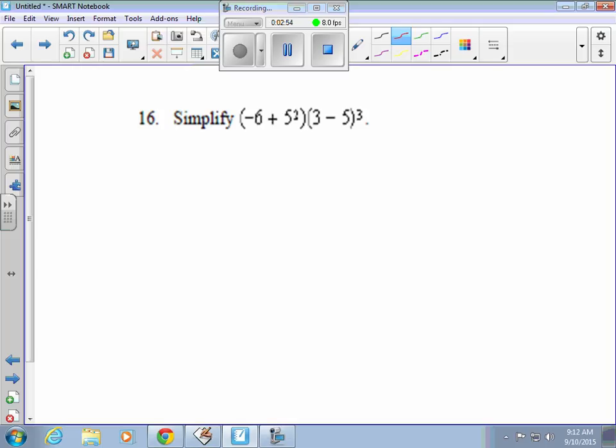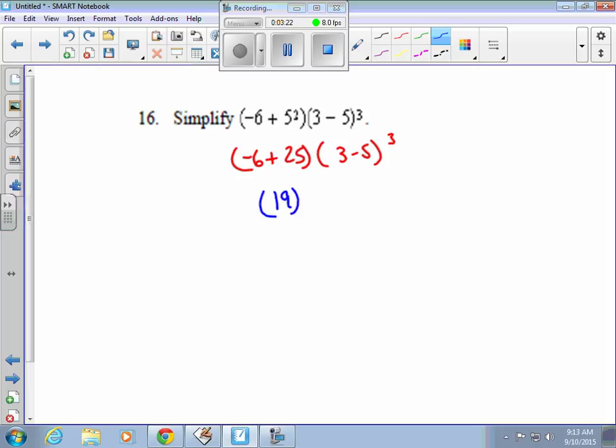Simplify negative 6 plus 5 squared, times 3 minus 5 cubed. Do what's inside parentheses first, and once you're inside parentheses, do your order of operations. So before you add negative 6 and 5, you have to do 5 squared. Gives us 25 there. So we have negative 6 plus that, still in parentheses, times 3 minus 5 cubed. Do what's in parentheses now. Opposite signs, negative 6 and positive 25. Subtract them. 25 minus 6 is 19.